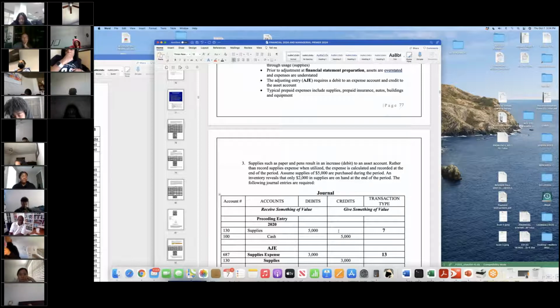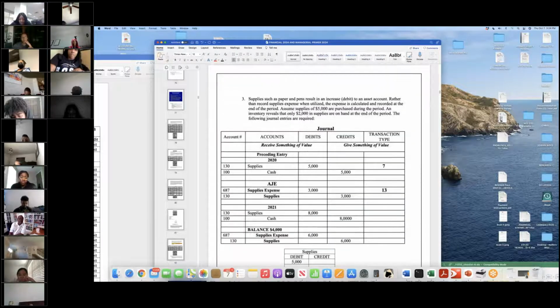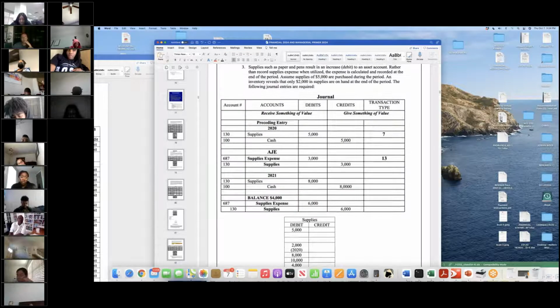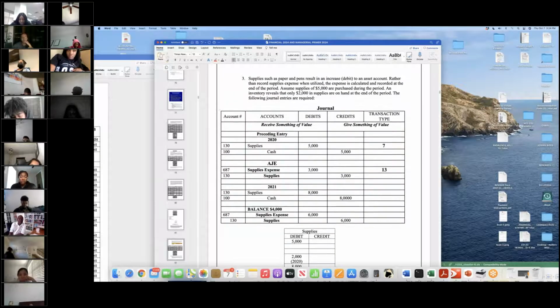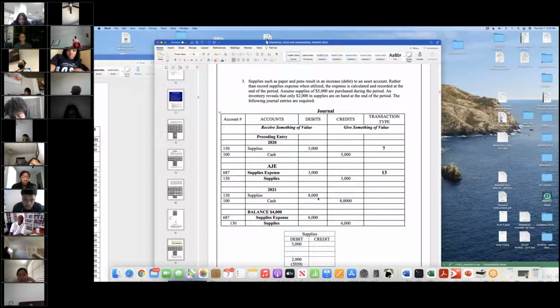So we buy the supplies, debit supplies, 5,000, credit cash. We take an inventory, only got 2,000 at the end of the period. So a bunch of the supplies are gone. So that's 2021. So here we are with 2,000 in supplies, okay? So that's 2020, and we got 2,000 in supplies. Then we go to 2021, and we buy 8,000 more in supplies.